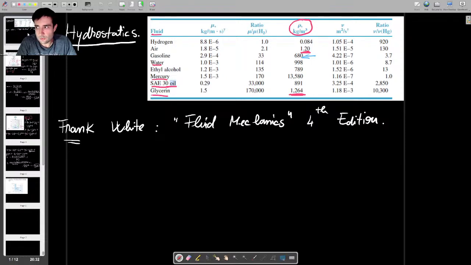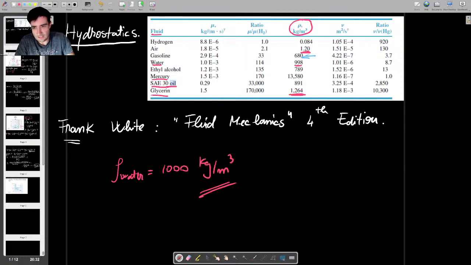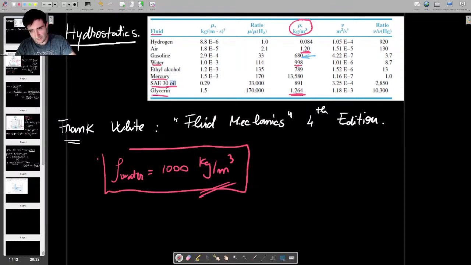So the only one that I would remember is that of water, which here shows as 998, but no one actually uses that in calculations. We all use density of water as 1,000 kilograms per meter cubed. And maybe you can also remember the density of air, but even that is, from my experience, given to you in exams. So realistically speaking, this is the only one you need to know. Everything else should be provided.